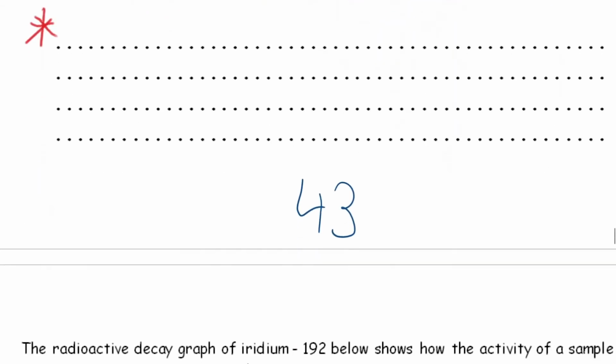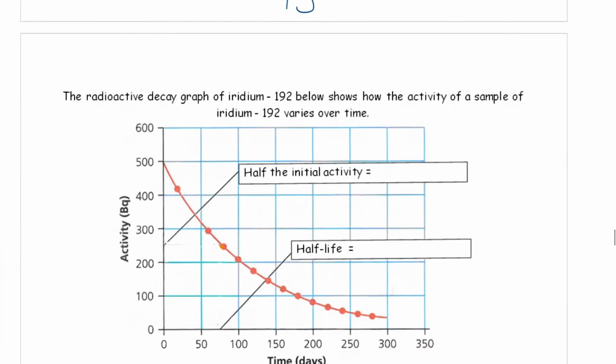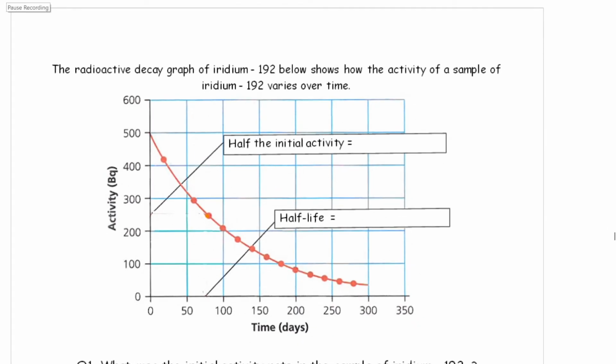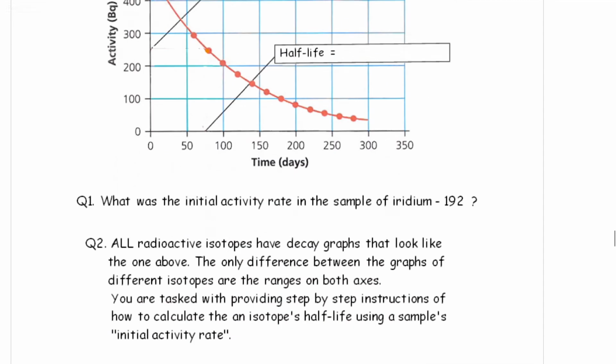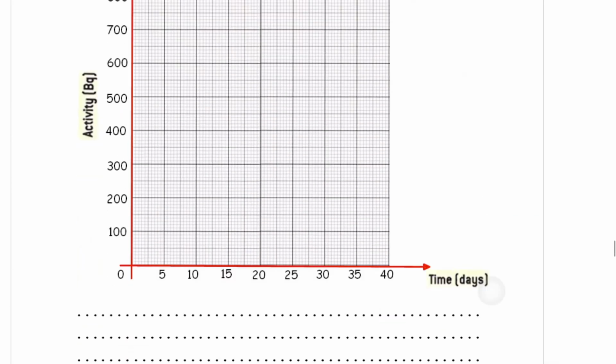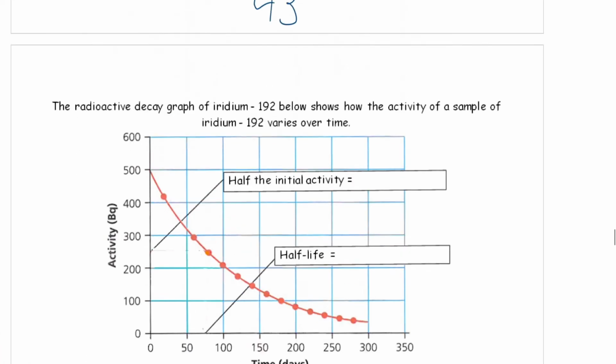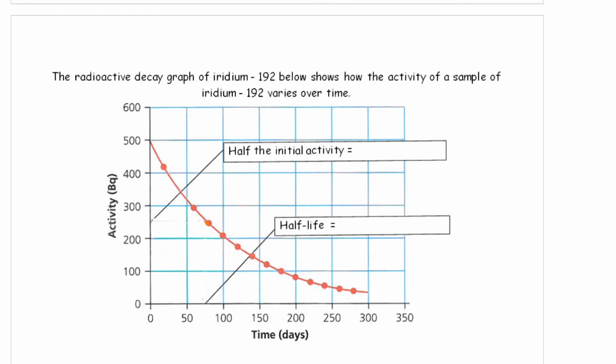When you've done that, turn over please to page 44. And before we answer these questions, or you're going to answer these questions I should say, it's quite a few, we're going to look at another simulation to help you understand these graphs. It says the radioactive decay graph of iridium below shows how the activity of a sample of iridium-192 varies over time.